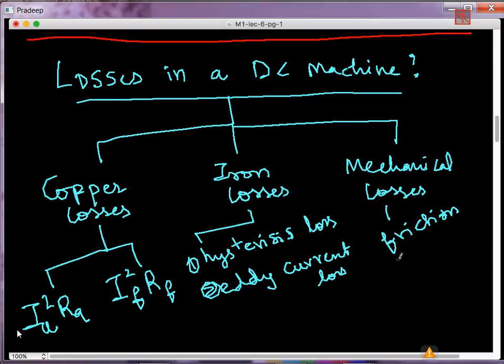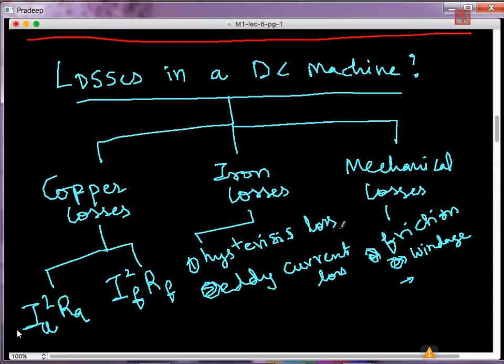So this is called friction and this is windage. Basically friction and windage, these are the two types. Again, if the speed is constant, mechanical losses are constant. If the flux is constant, iron losses are constant.